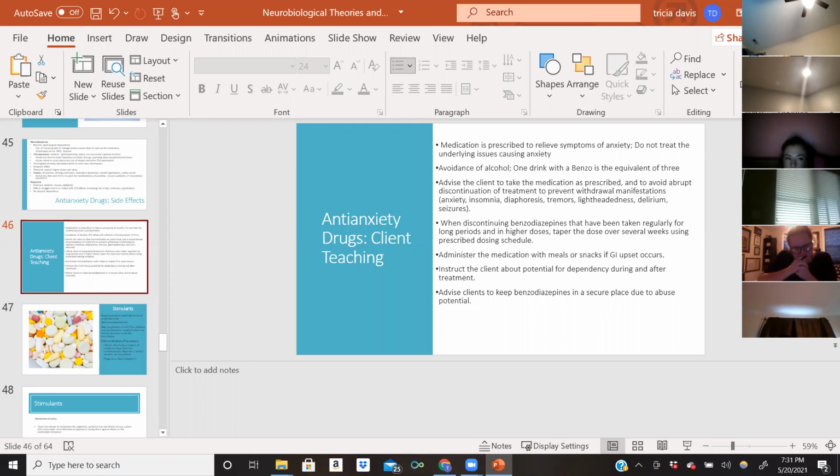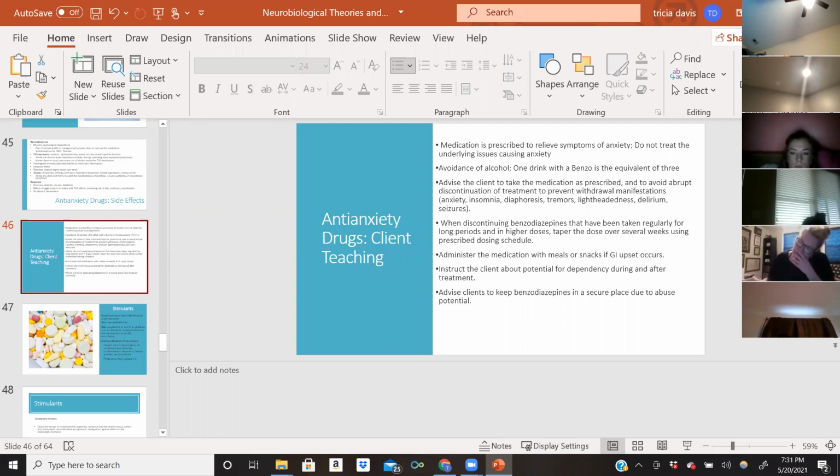When discontinuing benzodiazepines that have been taken regularly for long periods and in high doses, you have to taper the dose over several weeks using a prescribed dosing schedule from the physician. So if you normally take 25 milligrams, you'll cut that pill in half and take that for 2 weeks. And then you'll cut that pill in half again and take that for 2 weeks. So you do a gradual taper. You don't just stop taking it. Administer the medication with meals or snacks if you have GI upset.